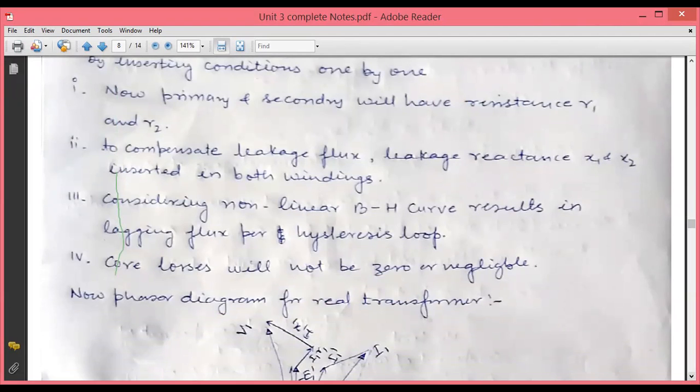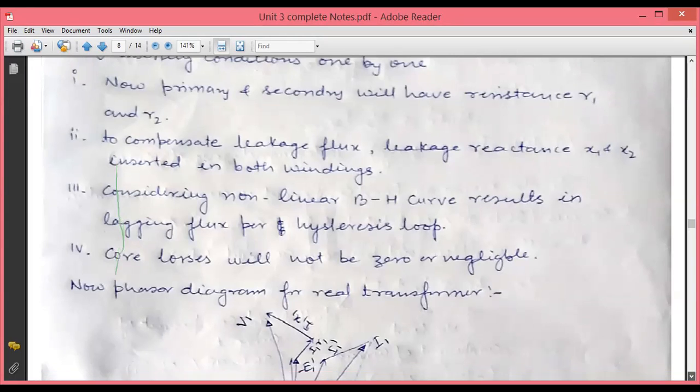The third condition which we are going to consider for the practical transformer is that the BH curve is non-linear. Once the BH curve is non-linear, the current leads the flux by some angle, which is called the hysteretic angle. We will consider that case as well. The fourth condition: once the BH curve is non-linear, there is the existence of core losses, so we will consider that the core losses are no longer zero or negligible.